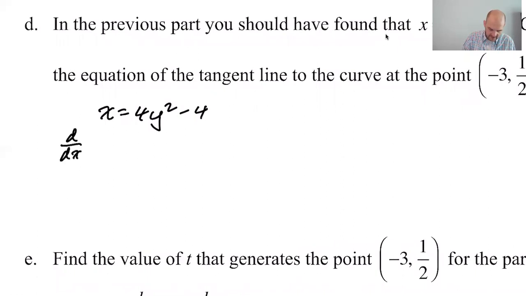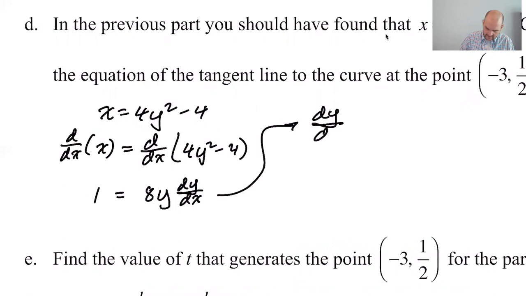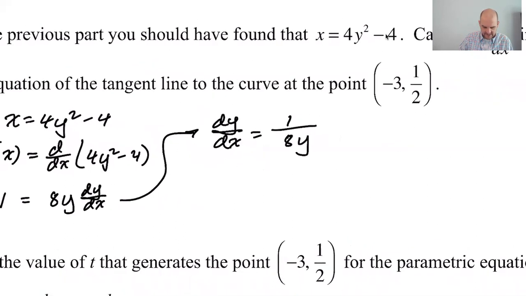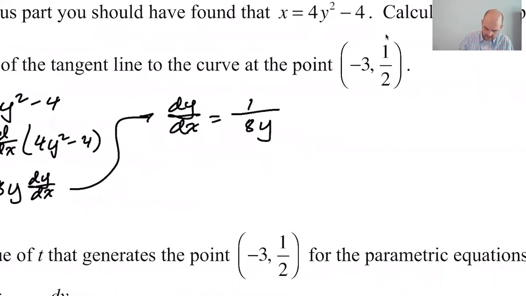All right, we're taking the derivative with respect to x, right? So it's d/dx of x equals d/dx of 4y squared minus 4. Showing more work than I should, but the derivative of x is 1. This will be 8y dy/dx by the chain rule, and then minus 0. So then dy/dx is going to be 1 over 8y. So you get an implicitly defined derivative. Totally fine, right? Parametrics are a little weird.